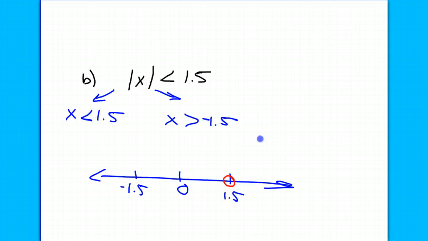Open dot on 1.5. What values, where would we go for less than 1.5? That's what that says, right? Left, right, less than goes this way. And then how about the other one? What type of dot there? And then where do we go for greater? To the right. So this is one of those that becomes a segment.